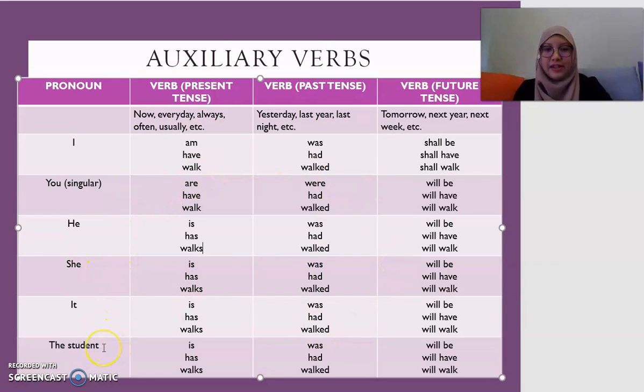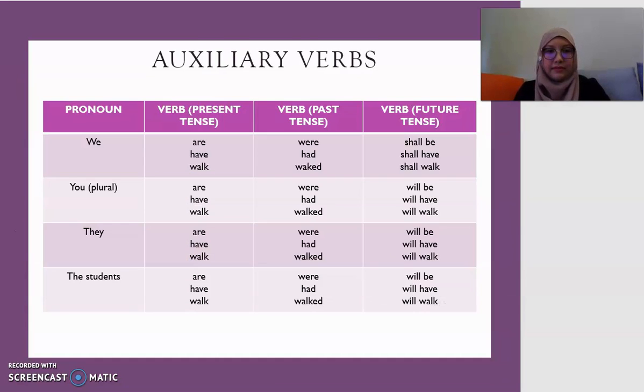Now, the student. The student, singular, one student. You say is, has, and walks. So you notice the verb is added with an S, as opposed to I and you, singular, with no S. To differentiate, you can look at the pronoun we.